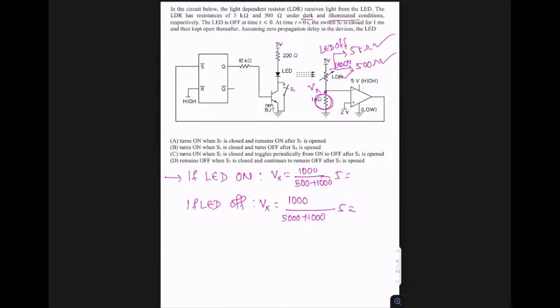Because depending on Vx, if I denote this by V naught, this V naught will vary depending on Vx, because this is fixed to 2 volts, right? So whether V naught is 1 or 0, that depends on Vx. That means when LED is on, what is this V naught? When LED is off, what is this V naught?